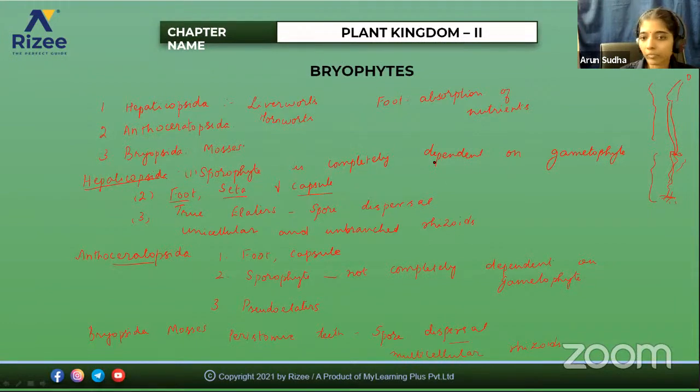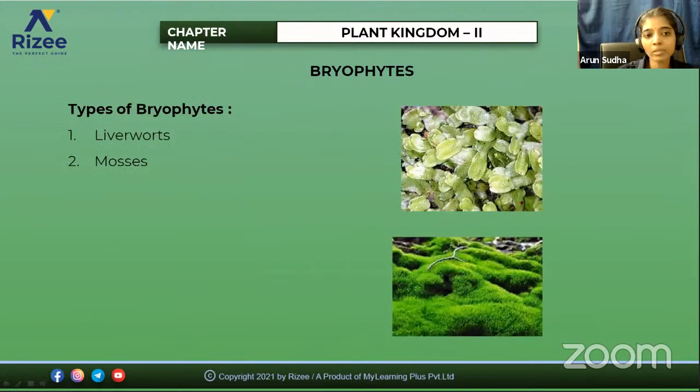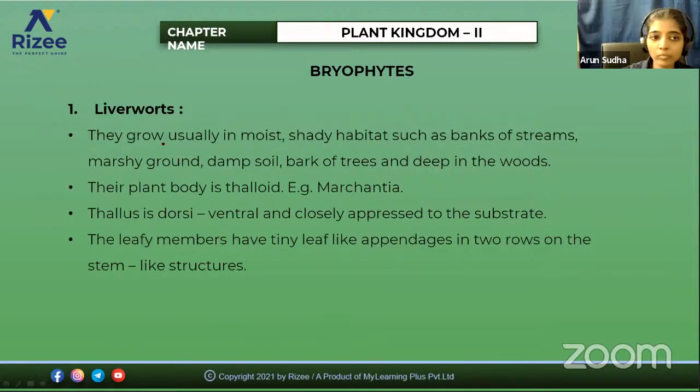Yeah. So next we'll see, under the type of Bryophytes, we saw the liverworts and mosses. So we'll see how the reproduction takes place in these two, that is liverworts and mosses. So if you take the liverworts, they grow usually in moist, shady habitat such as banks of streams, marshy ground, damp soil, bark of trees, and deep in the woods.